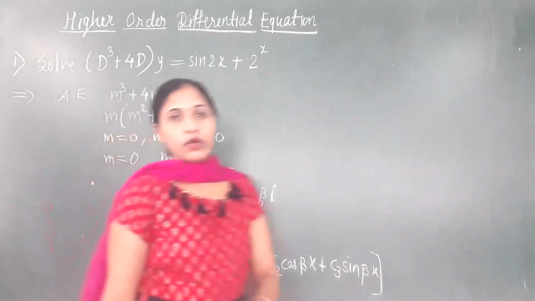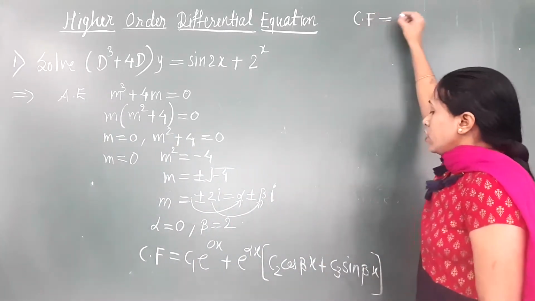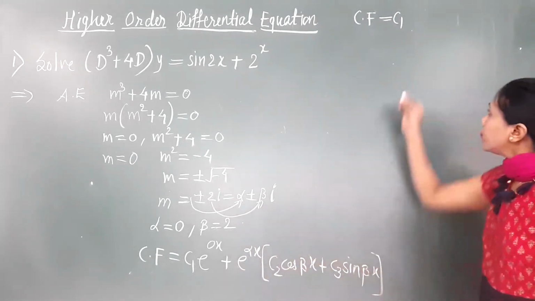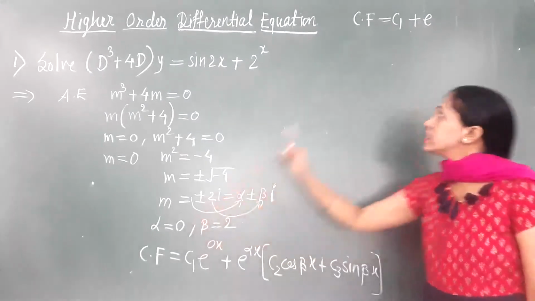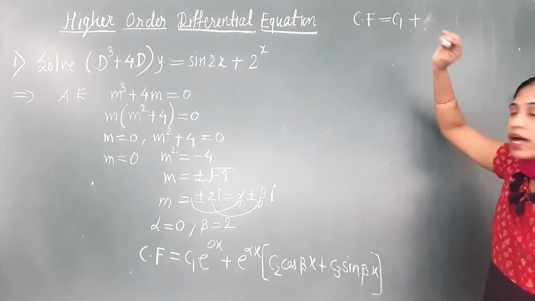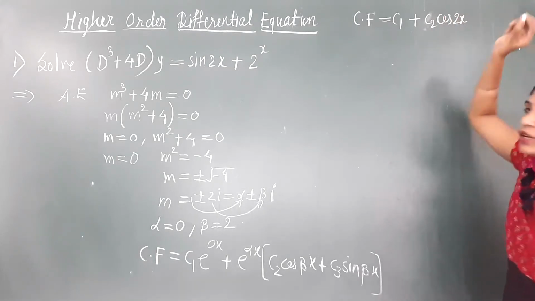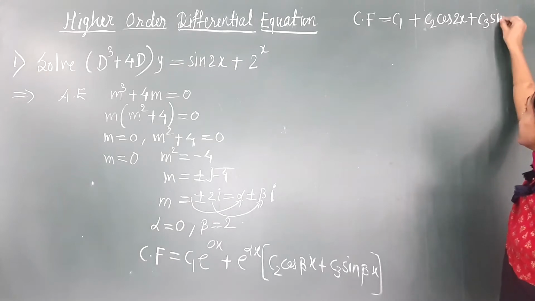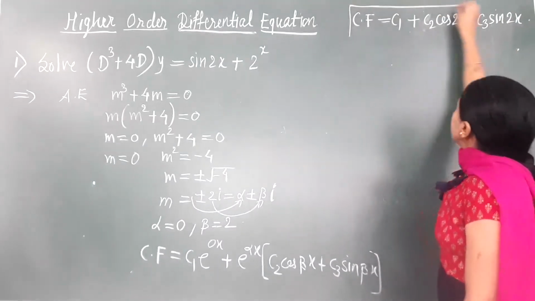Now substituting the alpha and beta values here, CF is equal to C1 e to the power 0x, which is 1, plus e to the power alpha x. Again the alpha value is 0, so e to the power 0x is 1. C2 cos of beta x, the beta value is 2, plus C3 sin of beta x, so sin 2x. This is our CF.